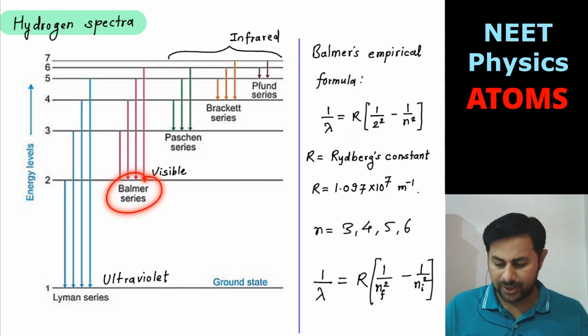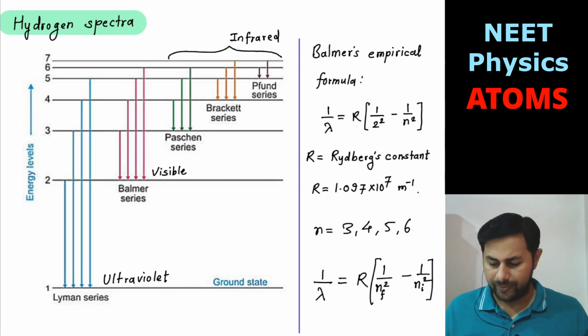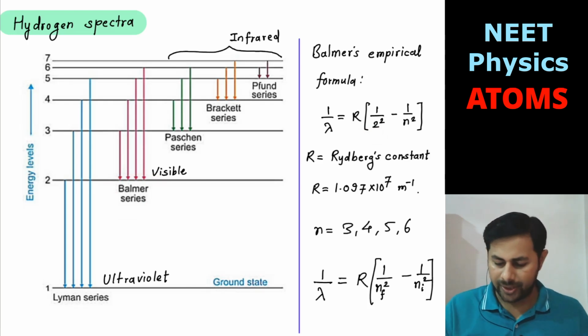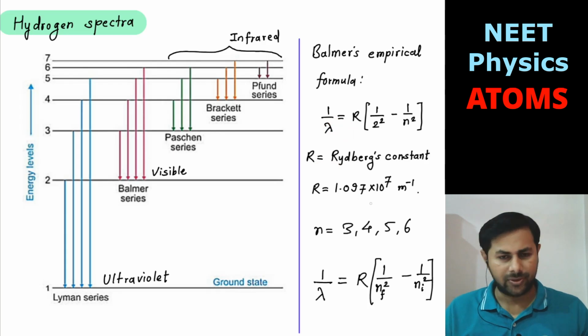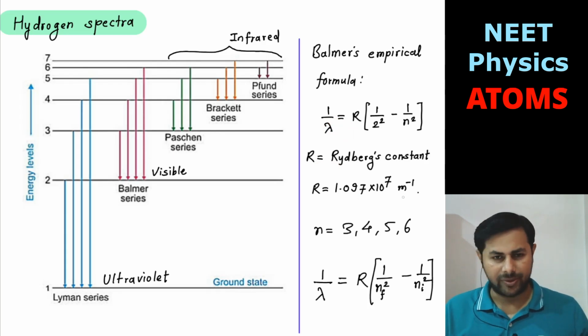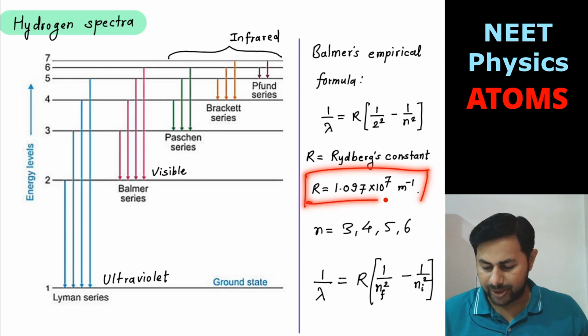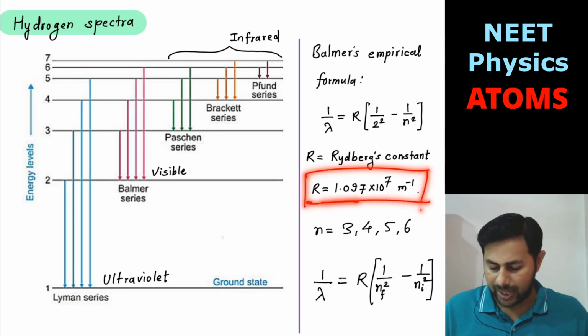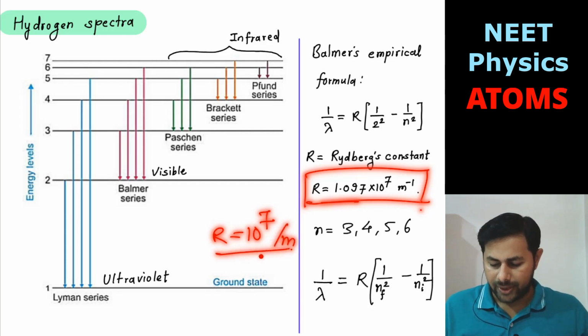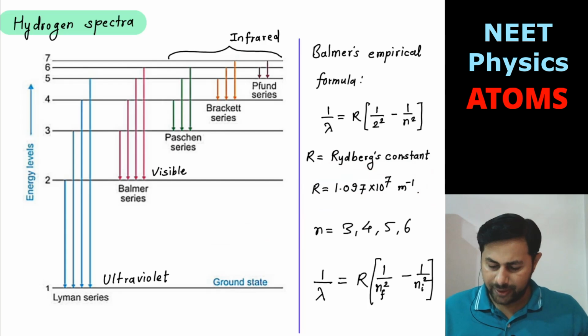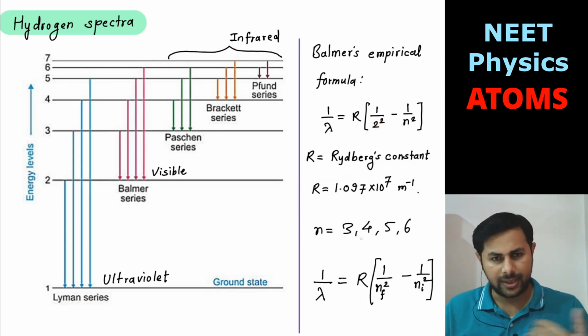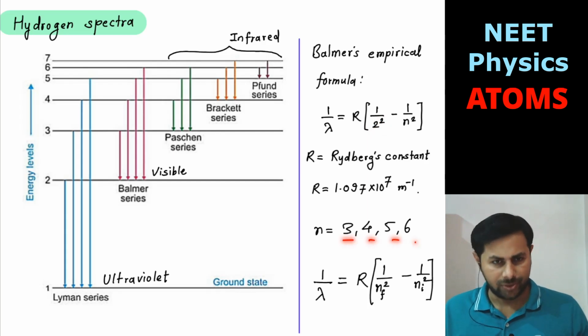So he found a series and he tried to fit a model. What kind of model will give rise to these wavelengths? Okay, so R is the Rydberg constant and its value is 1.097 multiplied by 10 raised to 7 per meter. So we need to remember this value, or at least remember R is equal to 10 raised to 7 per meter. Then for the Balmer series, what is Nf? Nf is equal to 2, and then Ni would be equal to 3, 4, 5, 6, and so on and so forth.